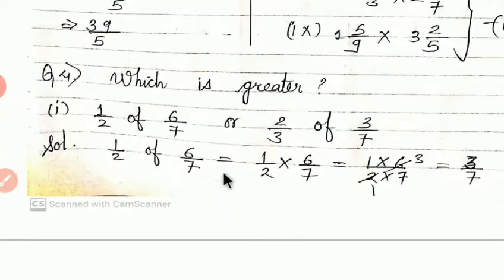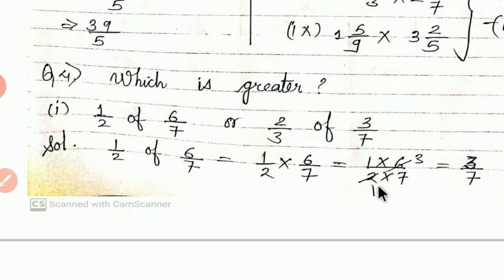Then question number 4. Which is greater: 1 by 2 of 6 by 7 or 2 by 3 of 3 by 7? First we have to find the answer of these 2. After that we have to compare which one is greater here. So first we'll find the answer of 1 by 2 of 6 by 7. We know that of means multiply, so we'll replace it by multiplication.